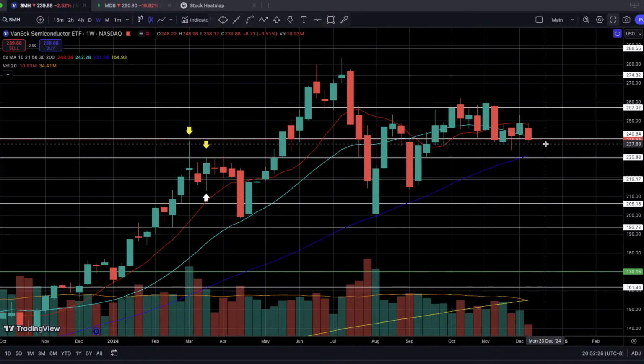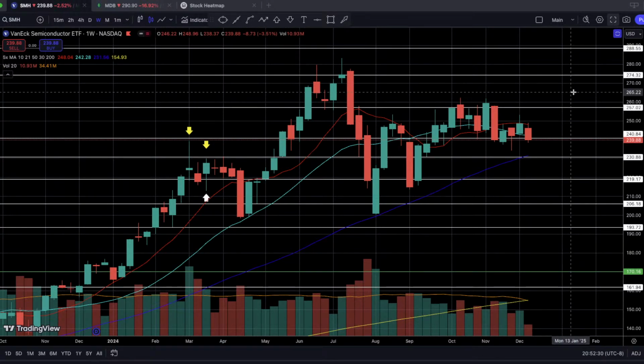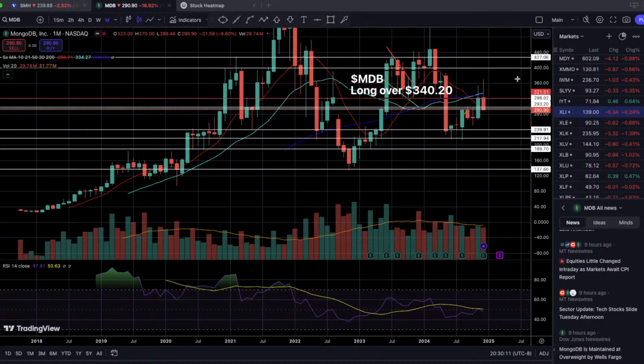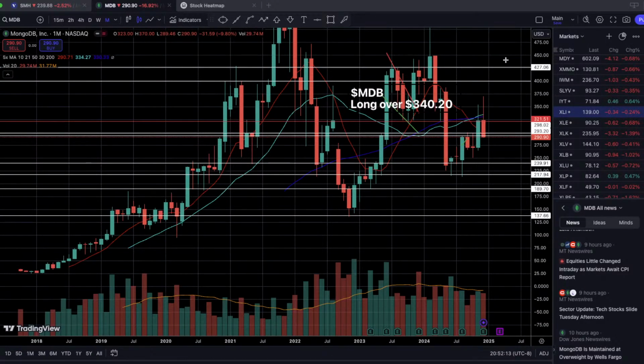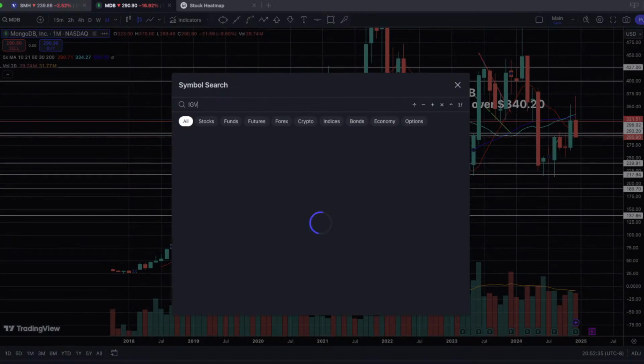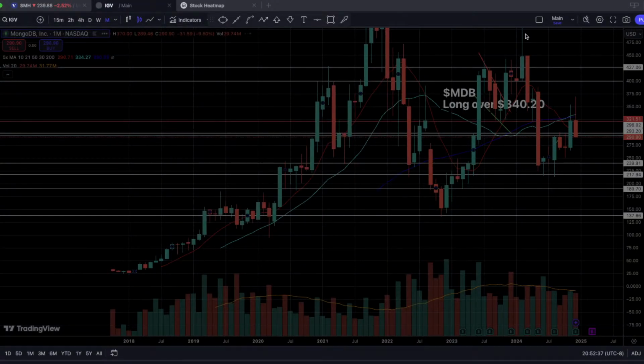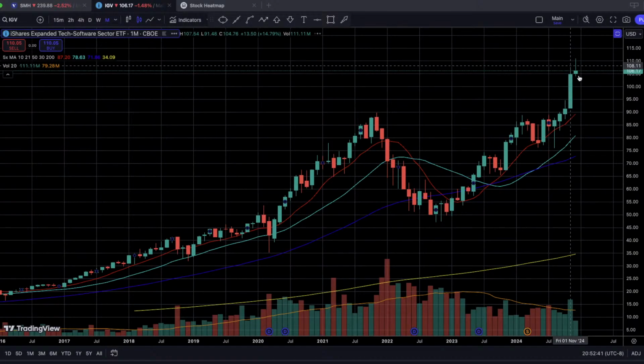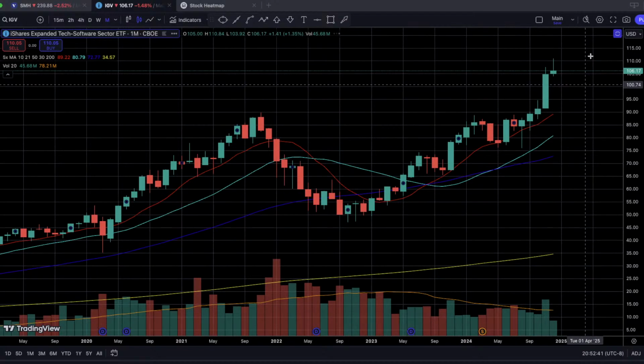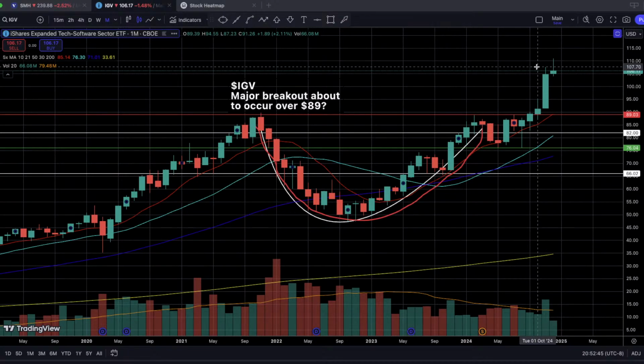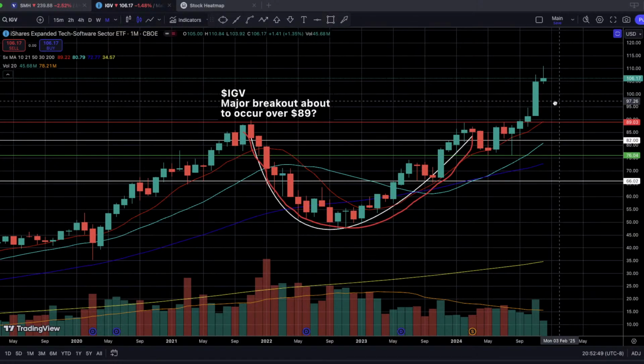Okay, and I still believe in that statement because, if you just compare to IGV, for example. I was looking at NVD earlier because I'm looking for a nice dip buy, but that's for a different video. But IGV, completely different, right? Look at this monthly candlestick. It just seems like it wants to consolidate now at these highs.